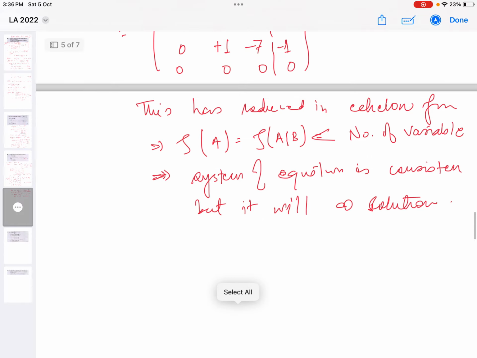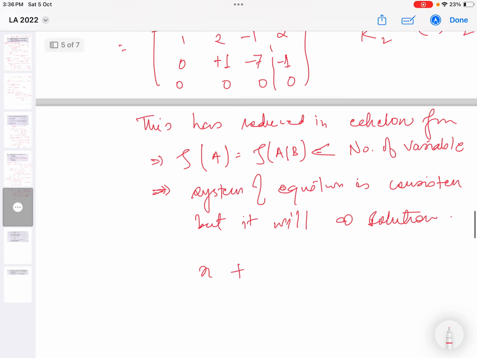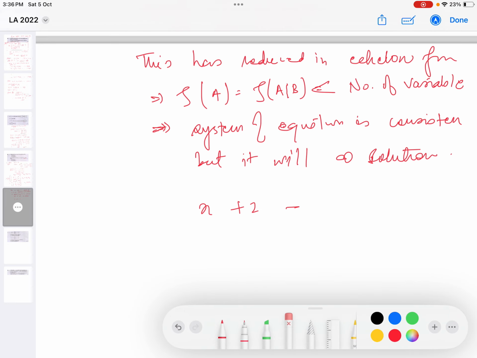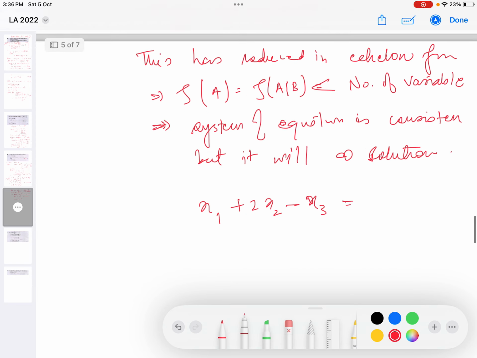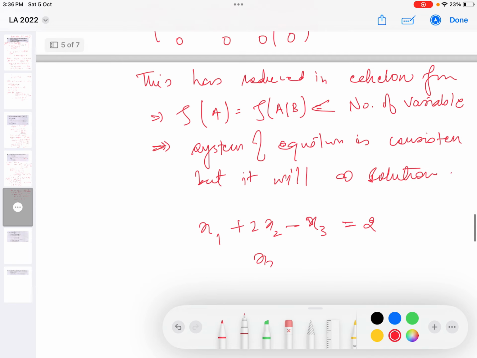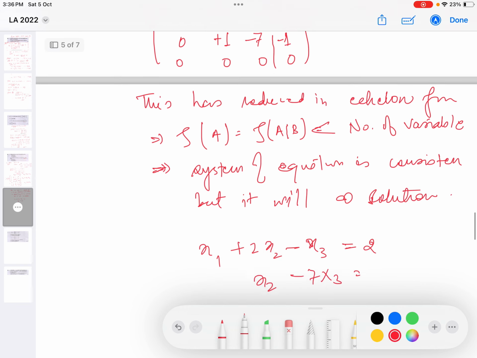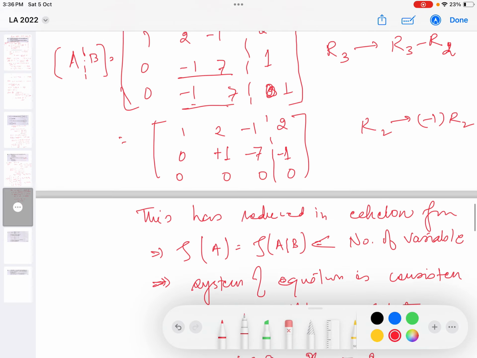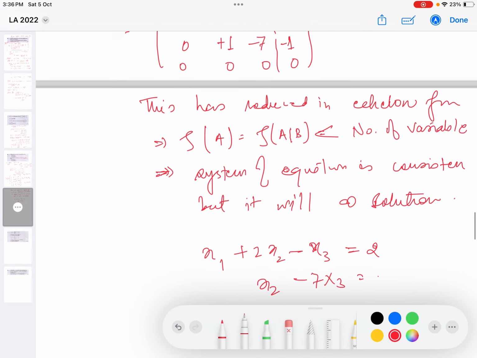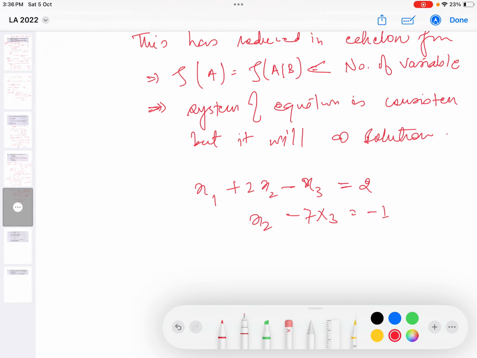तो we can solve it as x1 plus 2x2 minus x3, I think we are right, is 2x2 minus 7x3 is equals to 1 minus 1. तो यहाँ पे we can put any variable as some constant, some variable k or some t.